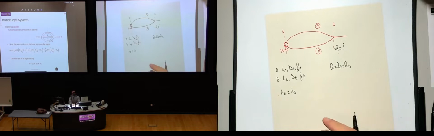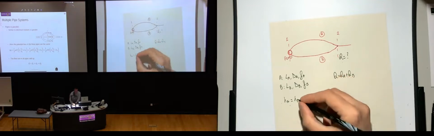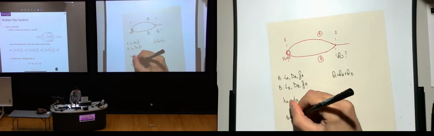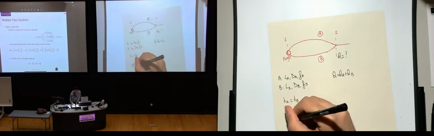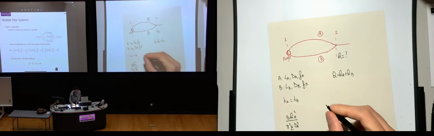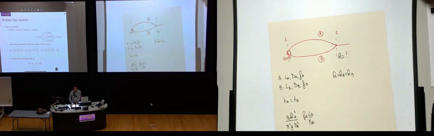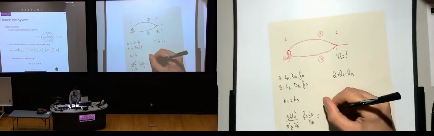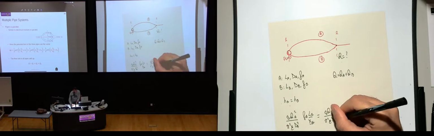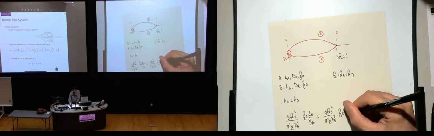Through a formula that will be provided, but you just have to look at what we saw before, we can write HA as 8 QA power 2 divided by pi power 2 g DA power 4, times FA LA over DA, equal to 8 QB power 2 over pi power 2 g DB power 4, times FB LB over DB.